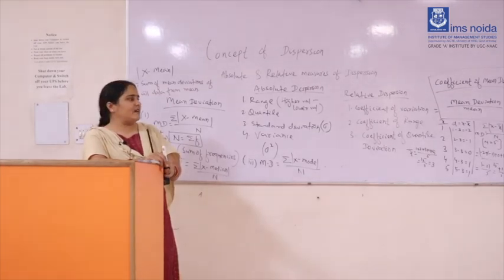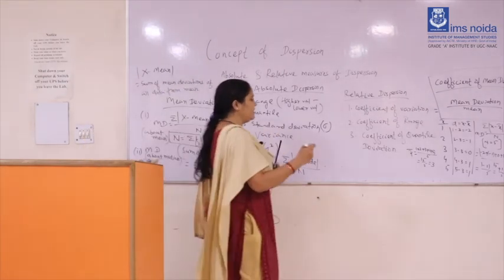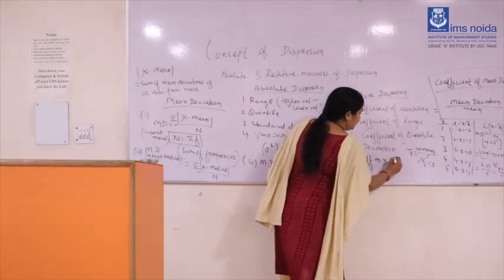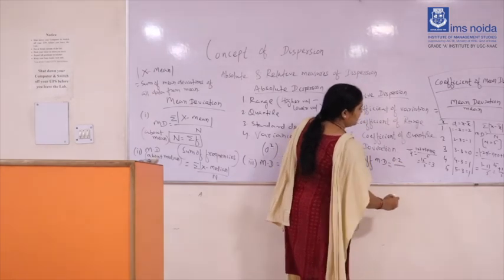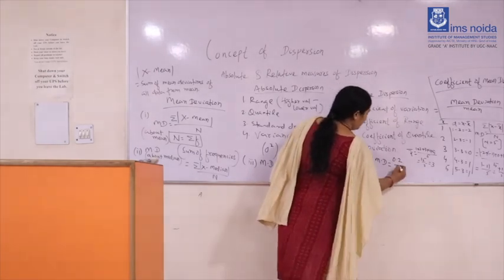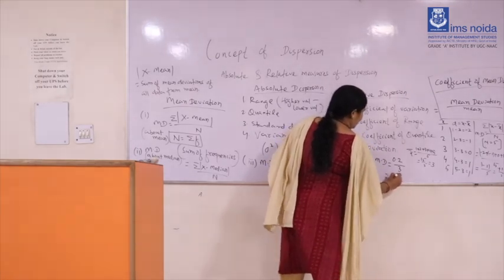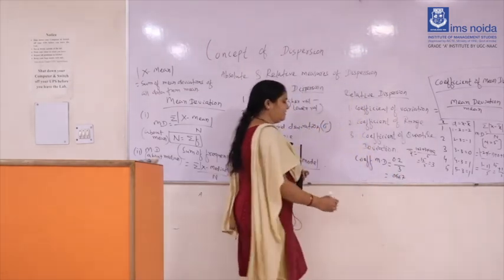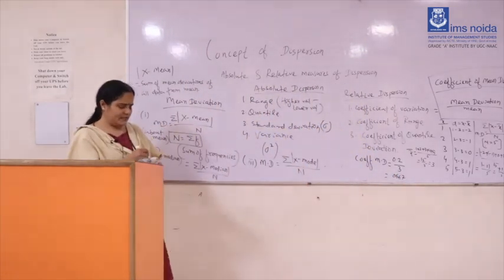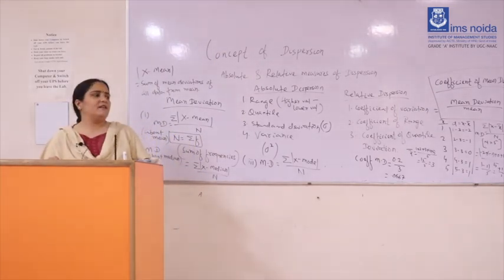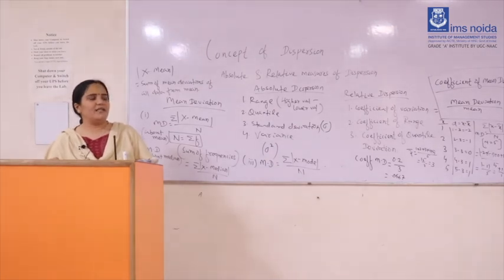Then how do we find the coefficient of mean deviation? Whatever mean deviation value you get, here 0.2, the coefficient of mean deviation is that value divided by the mean. The mean is 3, so 0.2 by 3, and you can write 0.0667. So this is your coefficient of mean deviation. It is very easy to understand the formulas of mean deviation and coefficient of mean deviation.